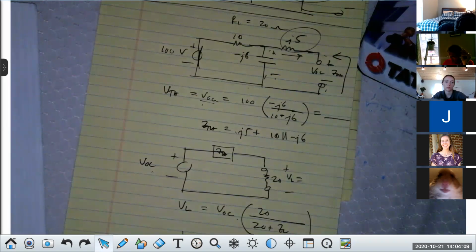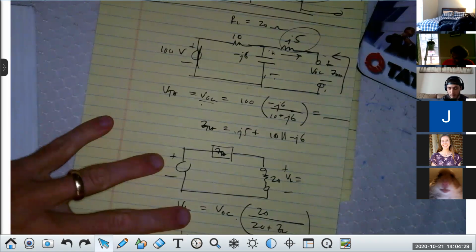Anybody? Magnitude and angle for the final answer. Let's see. You got a couple of different steps. What are you guys doing? I got 45.42 volts at an angle of negative 60.53 degrees. Say that angle again, sir. Negative 60.53. Anybody else? Confirm or deny?